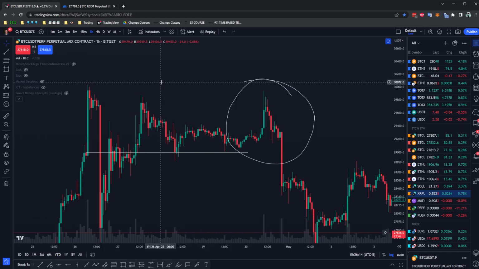Now, does that mean that you can't find another order block from the next move? I mean, maybe there's something here, right? Maybe there's something here. Let's see.